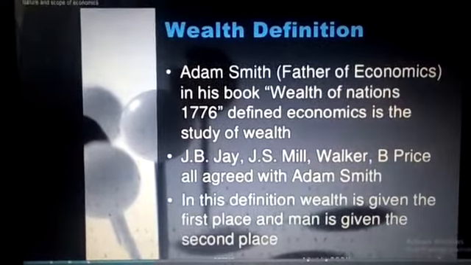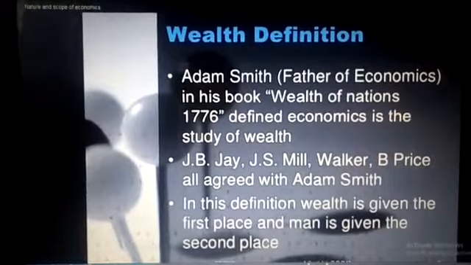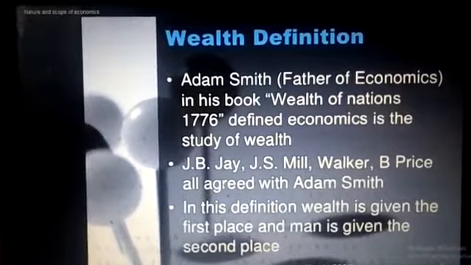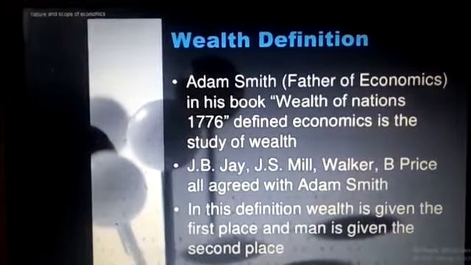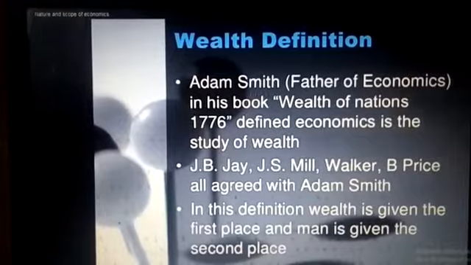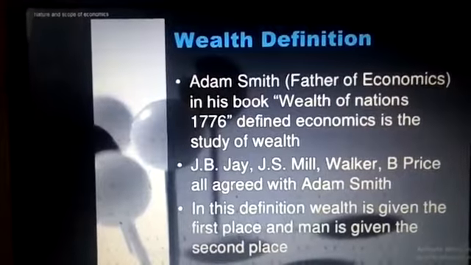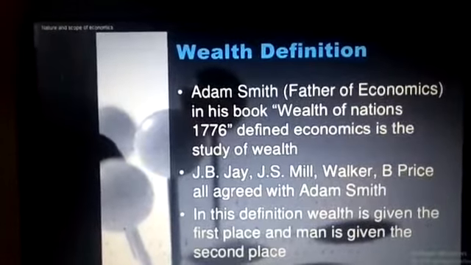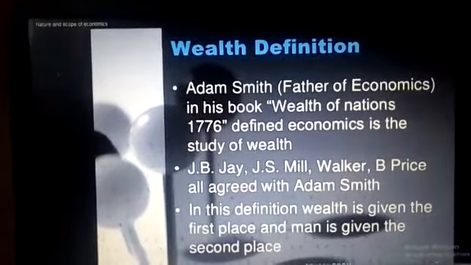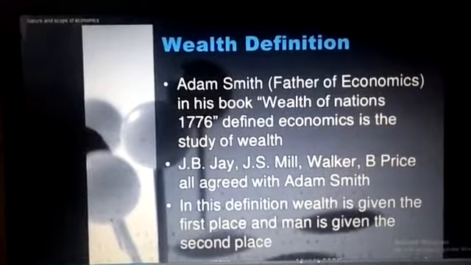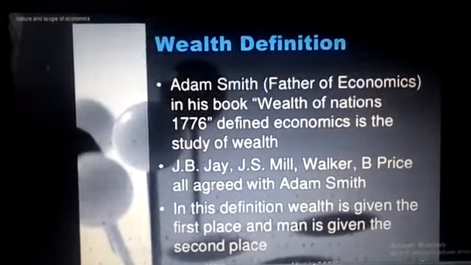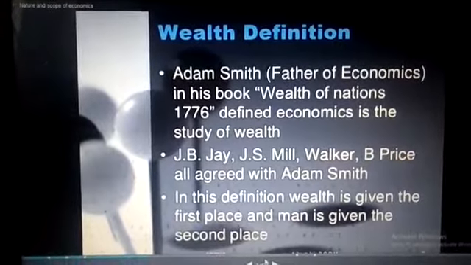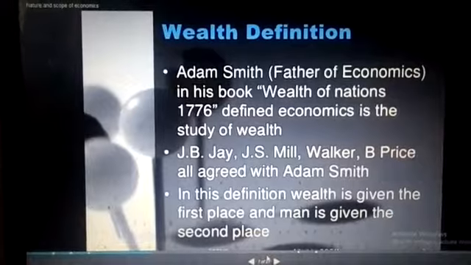We have already known that the wealth definition was given by Adam Smith, who is the father of economics. He gave his book Wealth of Nations in 1776. Adam Smith was also known as a classical economist. J.B. Say, J.S. Mill, Walker and B. Price all agreed with Adam Smith. These people did not criticize Adam Smith's wealth definition.